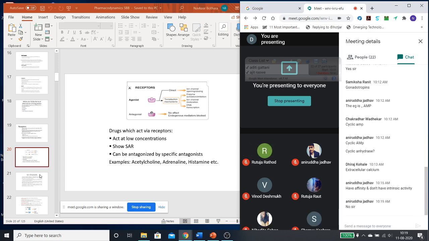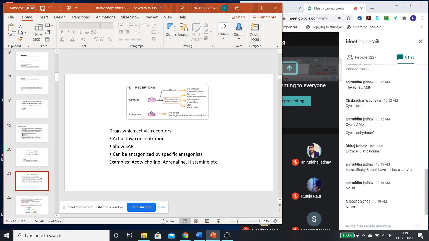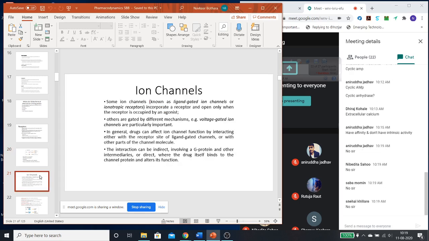Okay, fine. So next, the first type of receptor is the ion channel receptors. They are called ligand gated ion channels, because you now know what ligands are. Ligands are the agents which have the capacity to bind. This doesn't mean that they are agonists or antagonists, whatsoever they may be. So these are called ligand gated ion channels. They have a receptor, and they open only when the receptor is occupied by an agonist.